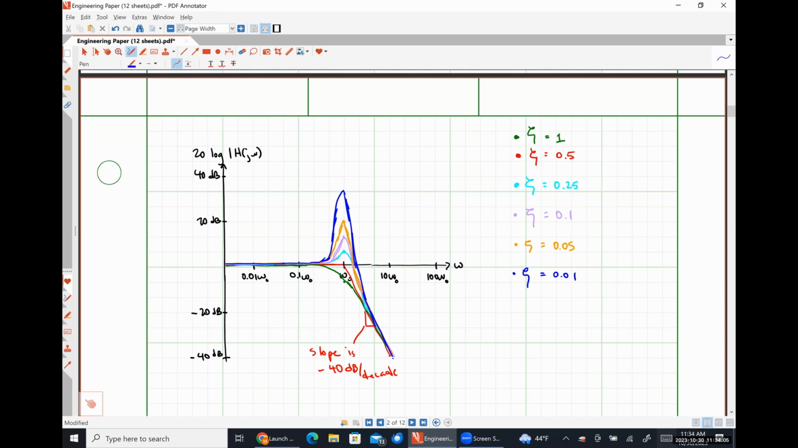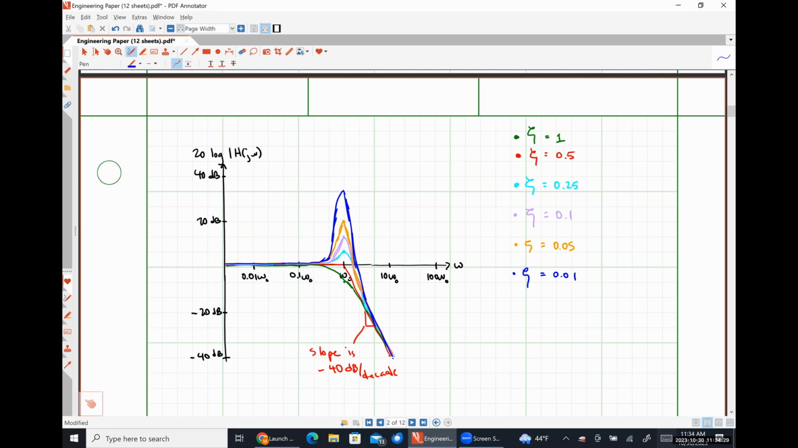Like so. So we really have a family of curves here that are all effectively the same, except for the correction that occurs around omega equals omega naught. Yes. And so, like this should actually probably be narrower.